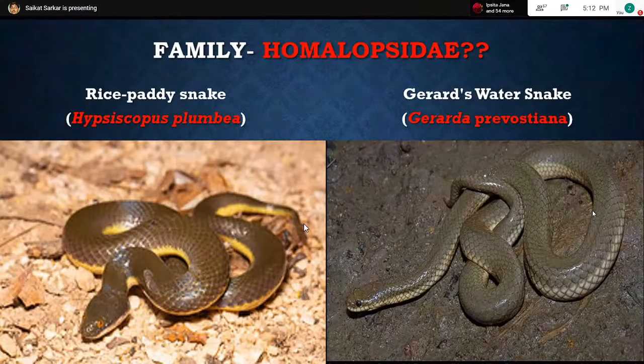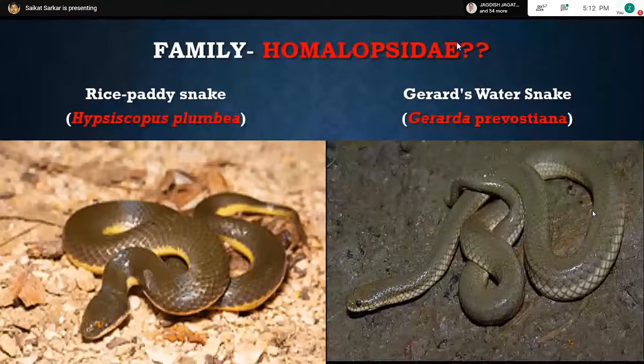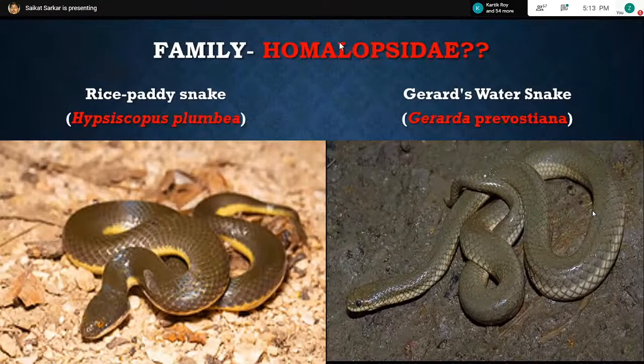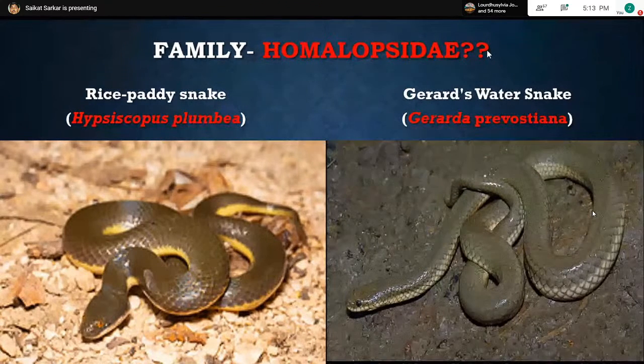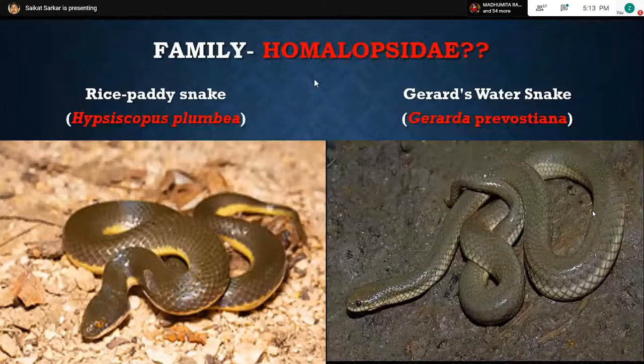Family Homalopsidae. There is a question mark here because this is a doubtful category. These specimens, this particular category, Homalopsini, have been put under some other family. So this is ambiguous. That's why I have given a question mark. All the Homalopsids, whether you consider them as Homalopsini or Homalopsidae, are venomous and back-fanged, and a few of them can be a cause of trouble, like the tentacle snake.